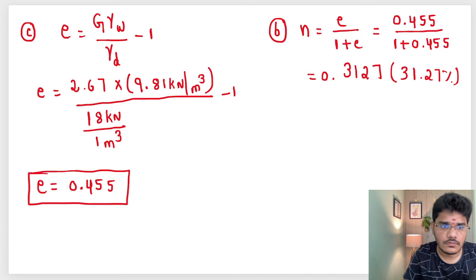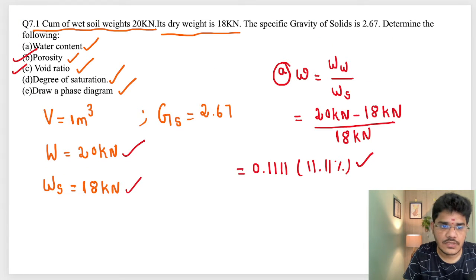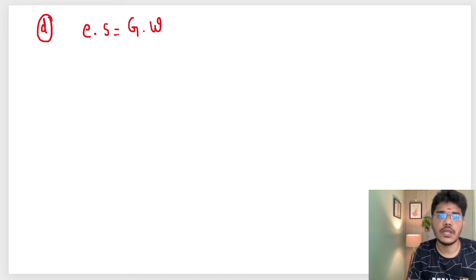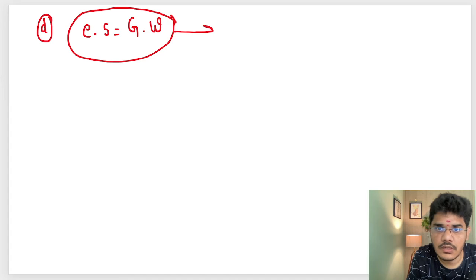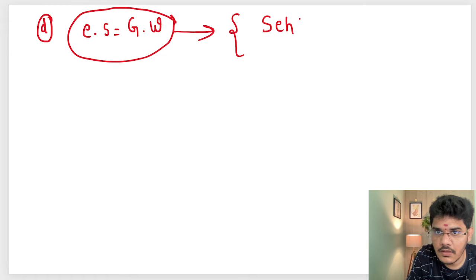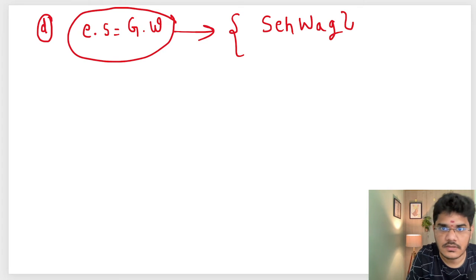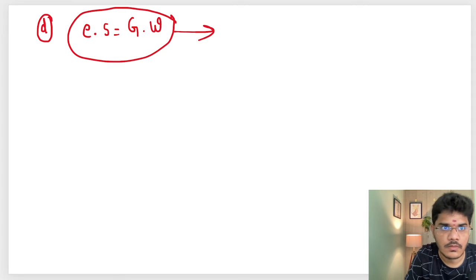And one more thing he has asked: the degree of saturation. e into S is equal to G into w. e into S is equal to G into w. Actually, I'll tell one simple trick to remember this formula. Now I'll write everything in capital letters so that it will be easy.